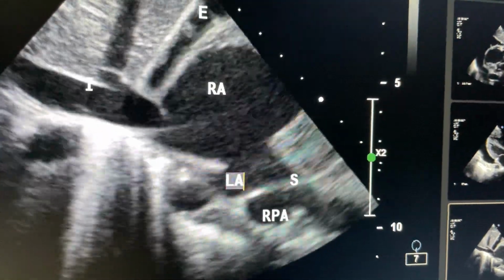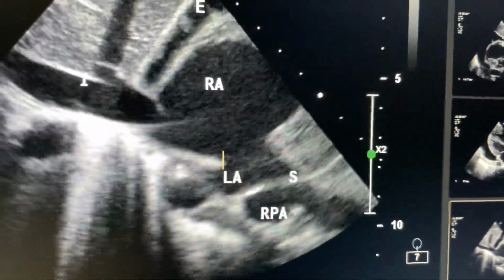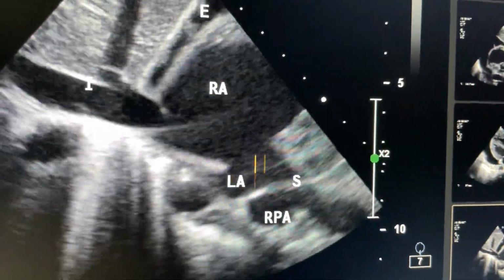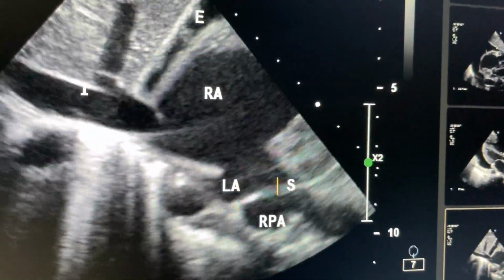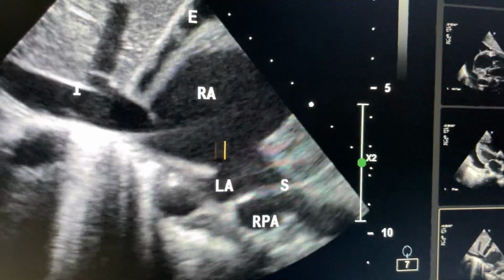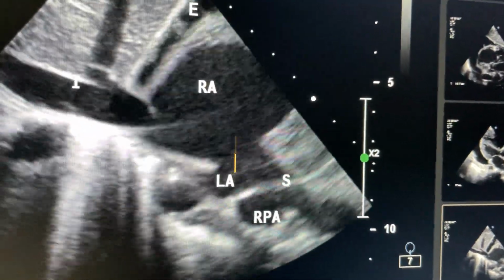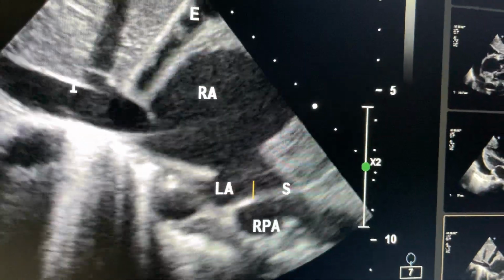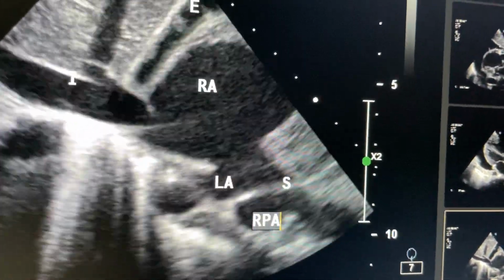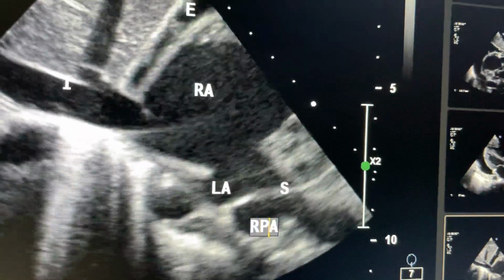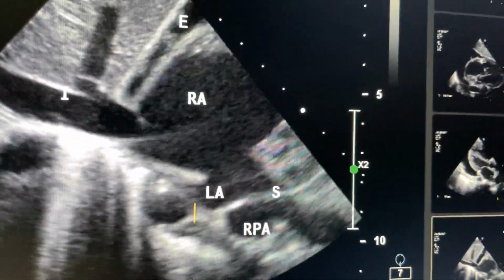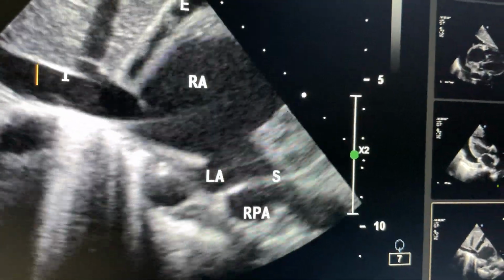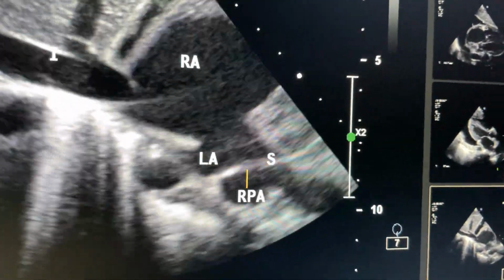This is the left atrium. The interatrial septum is lacking here, so flow from the left atrium and flow from the superior vena cava both go into the right atrium together. That is why we call it sinus venosus ASD of SVC type. This is the right pulmonary artery in transverse section. So left atrium, right atrium, this is the superior vena cava, this is the inferior vena cava, this is the right pulmonary artery in transverse section.